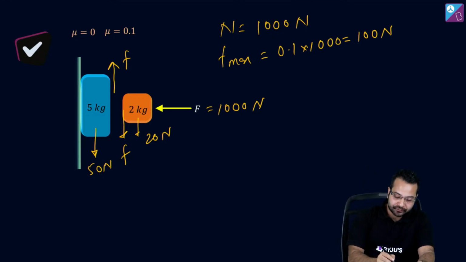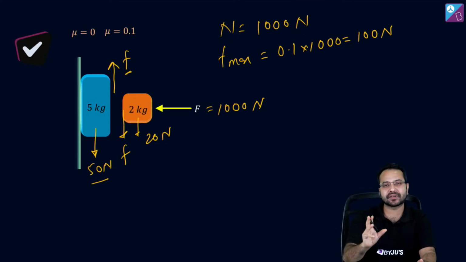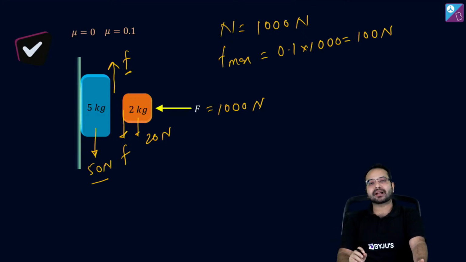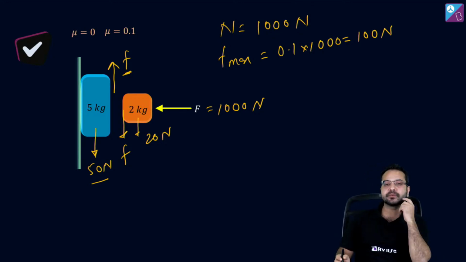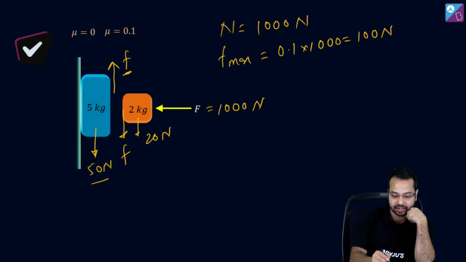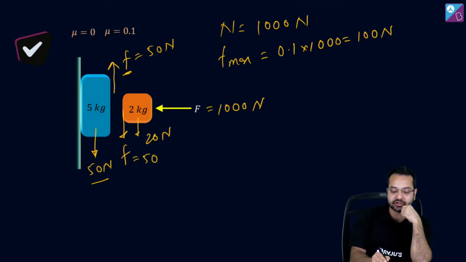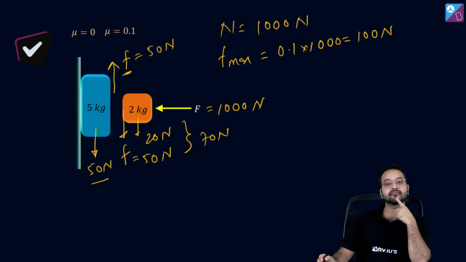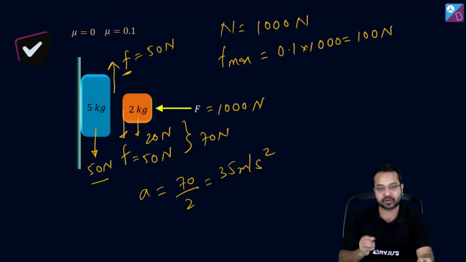Okay, so 50 Newton is acting downwards. So what is the friction required? Friction is a self-adjusting force. The amount of force that is going to act is only the force that is required. So what will be the value of friction so that this 5 kg block does not fall down? It is stationary, so it is going to be 50 Newton. Do you agree? If that is 50 Newton, then this friction is also going to be 50 Newton. Action and reaction. So the net force acting on this 2 kg block is 70 Newton. Do you agree? Which means that the acceleration of the 2 kg block is going to be 70 divided by 2, and that is going to be 35 meter per second square.